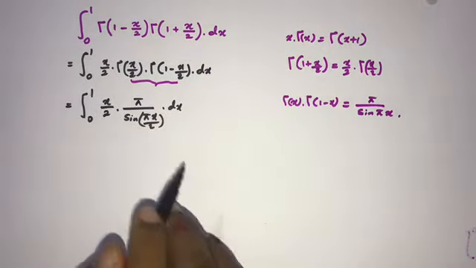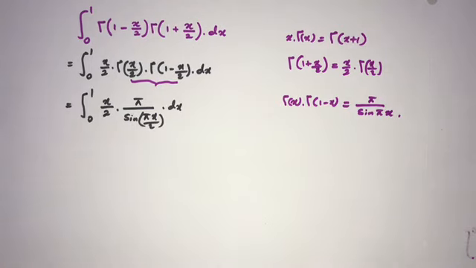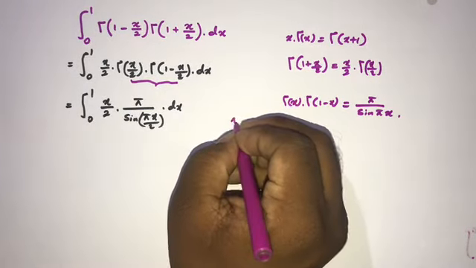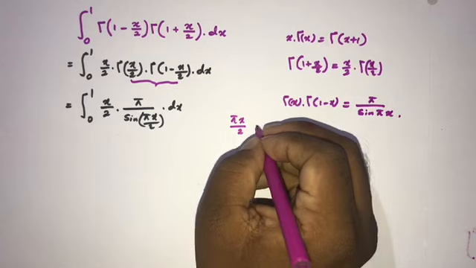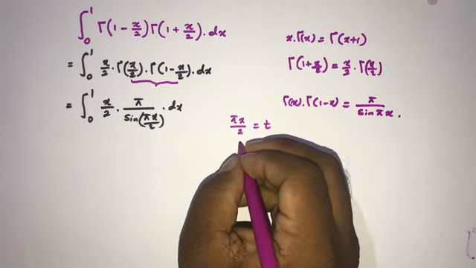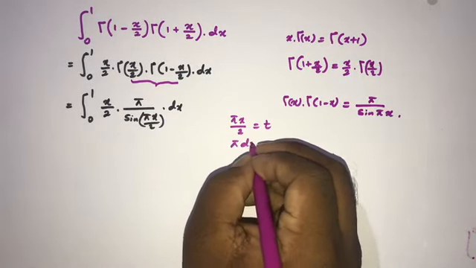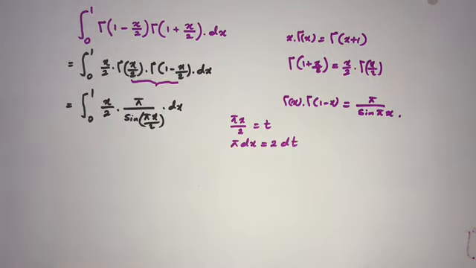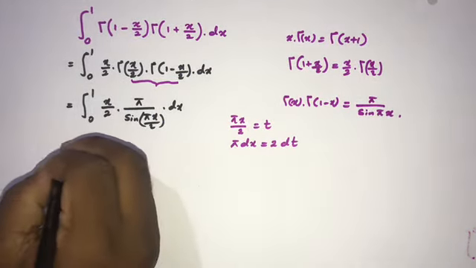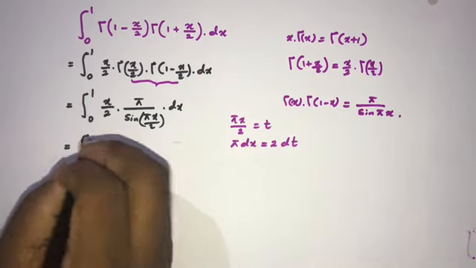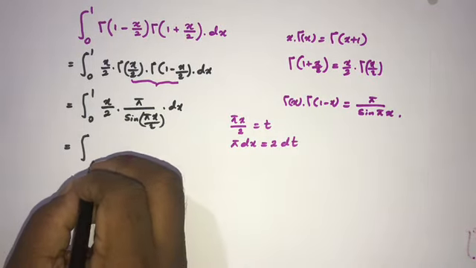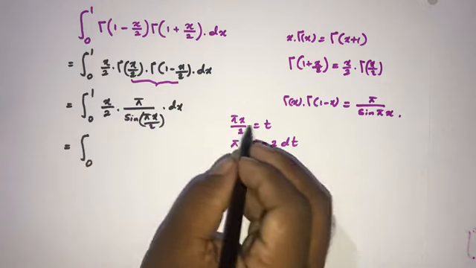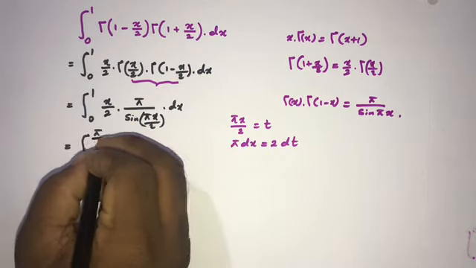Now, to evaluate this integral I am going to use a substitution. If we take pi x over 2 is equal to t, now differentiate, so pi dx is equal to 2 times dt. Then we should change the limits. When x approaches 0, t also approaches 0. When x approaches 1, t approaches pi over 2.